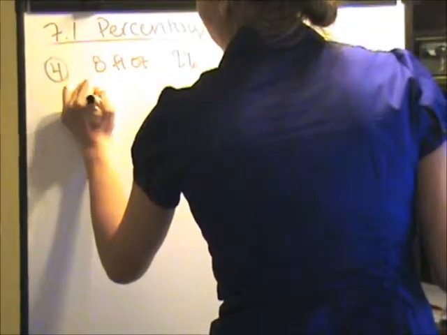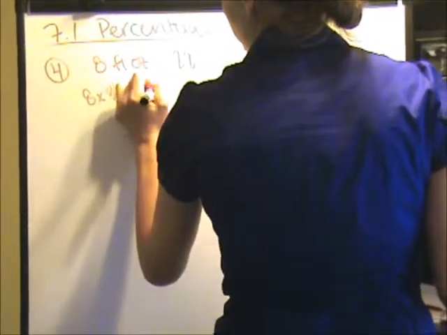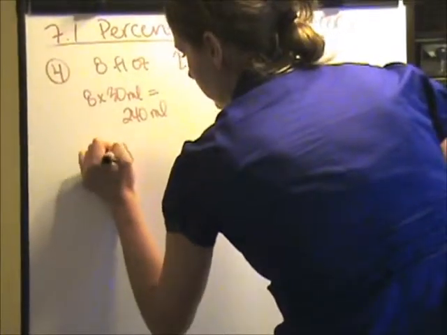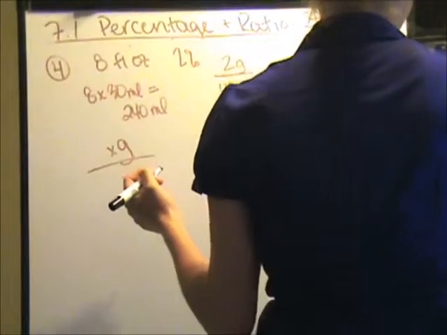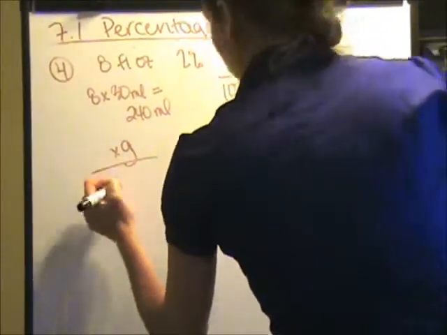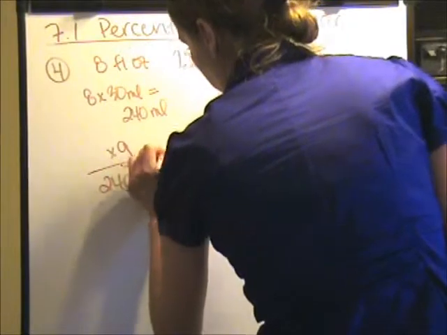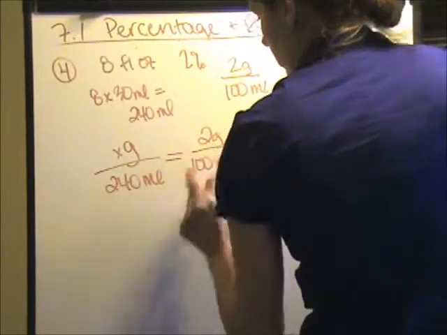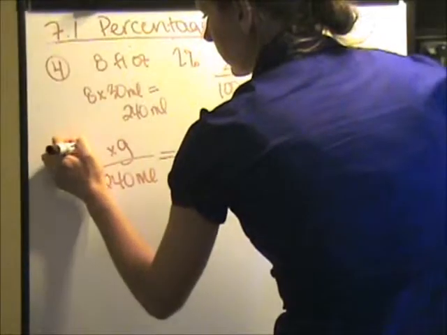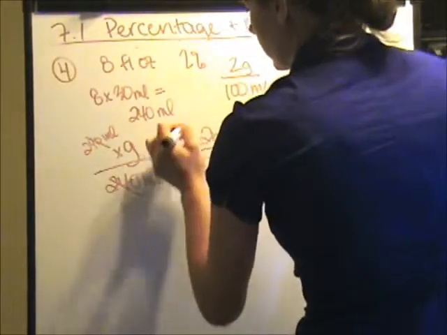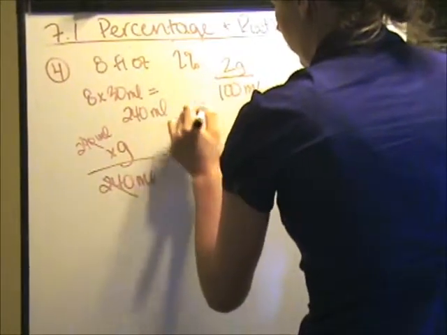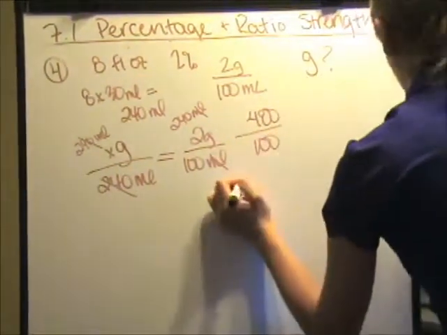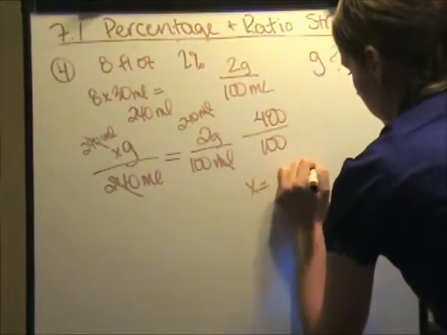8 fluid ounces, we know that there are 30 milliliters in an ounce, so we have 240 milliliters. Now we want to solve for grams, so that's going to be our variable. The amount that we're talking about is 240 milliliters, and it's going to be grams over milliliters. Make sure our units of measure line up, and we can go ahead and solve for x. Milliliters cancel. 240 times 2 is 480 divided by 100, and x is going to equal 4.8 grams of fat.